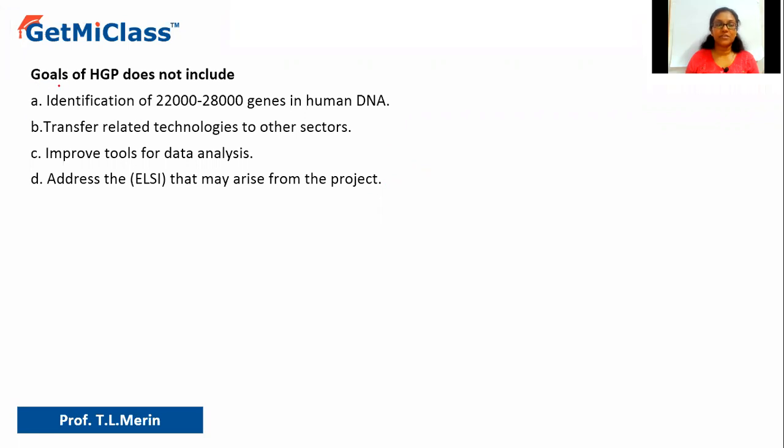So let's solve this question here. It says goals of HGP does not include: option A, identification of 22,000 to 28,000 genes in human DNA. Option B, transfer related technologies to other sectors. Option C, improve tools for data analysis. Option D, address ELSI that may arise from the project.